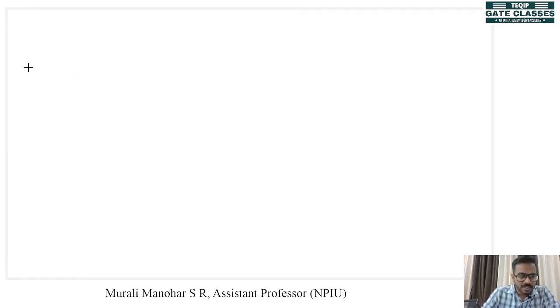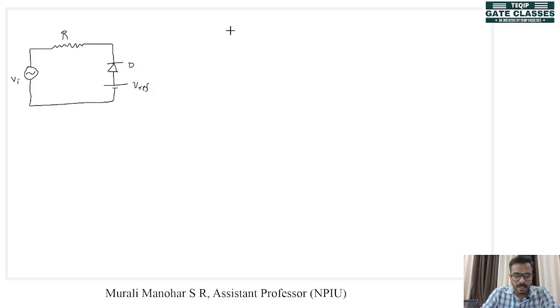Okay, so here we have our input, again the resistance, and just changing the direction of the diode connection. This is our Vi, which is Vm sin omega t, resistance, diode, and Vref. Now let's see what happens. Again, all our assumptions remain the same.